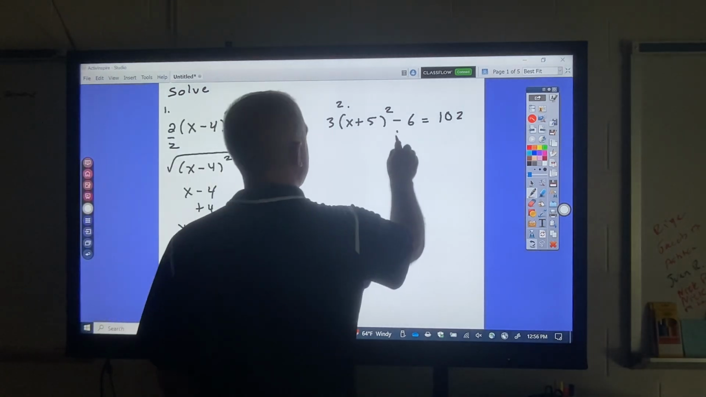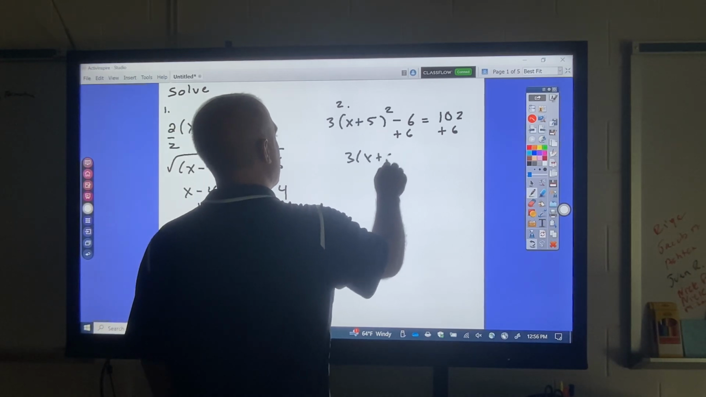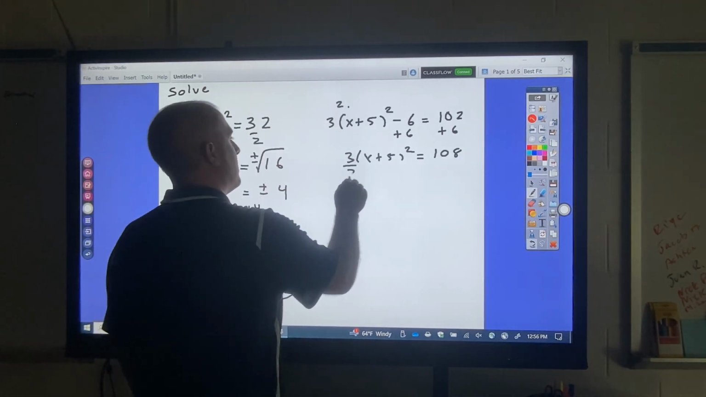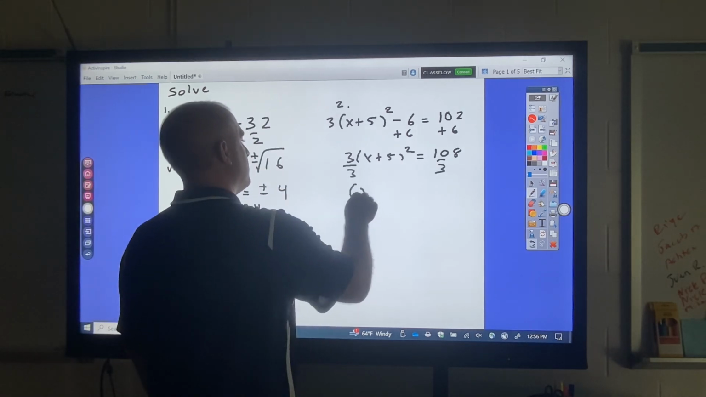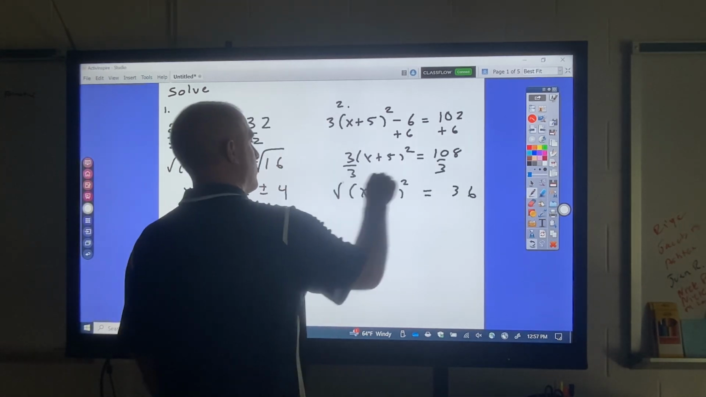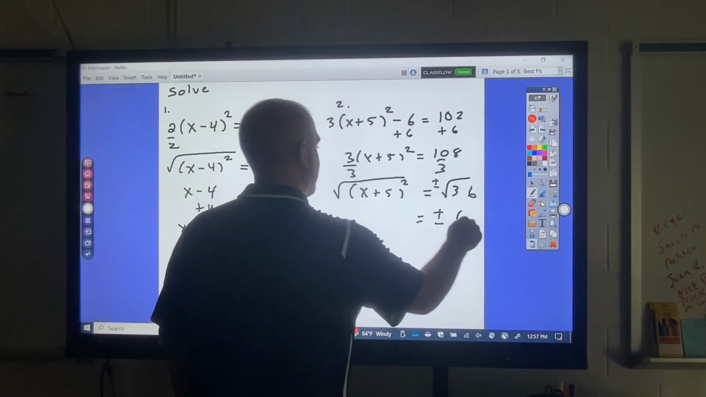Okay? This one I would want to add 6. Add 6. That's 3 times (x plus 5) squared equals 108. Divide by 3. Get x plus 5 squared equals 36. Take the square root of this with a plus and minus. Square root of 36 would be plus and minus 6.